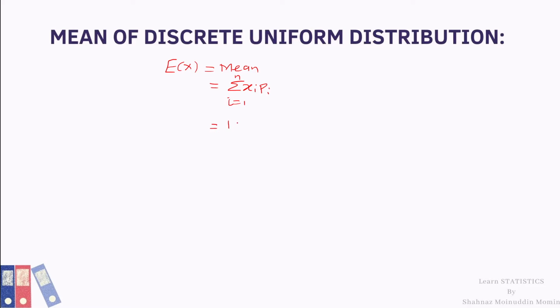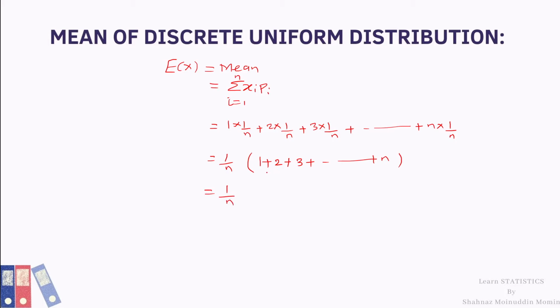So it is equal to 1 into 1 by n plus 2 into 1 by n, 3 multiplied by 1 by n, and the last value is n into 1 upon n. Let me take 1 by n common in order to simplify the equation. So 1 by n, 1 plus 2 plus 3 up to n.